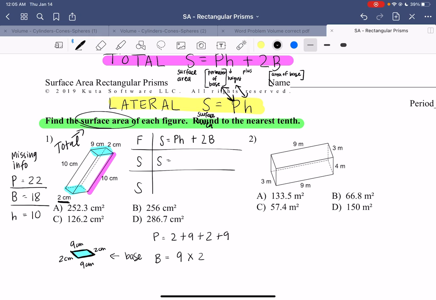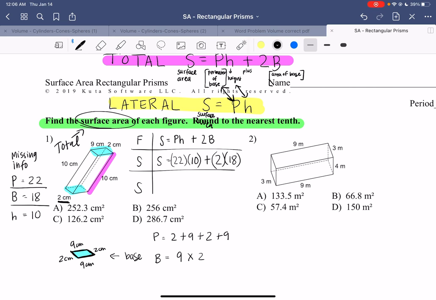So S equals capital P, I'm going to use parentheses, 22 times 18 plus 2 times capital B. Oh, I'm so sorry. I did that wrong. 22, our height, I'm so sorry, I got 10. I was trying to substitute the base for my height, but I caught myself. So 10 times 22 plus 2 times the area of our base, which we found was 18.